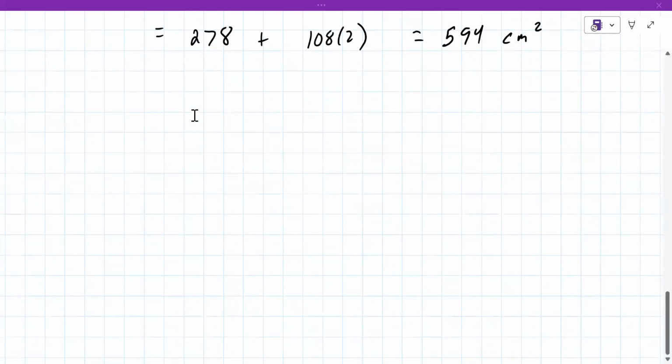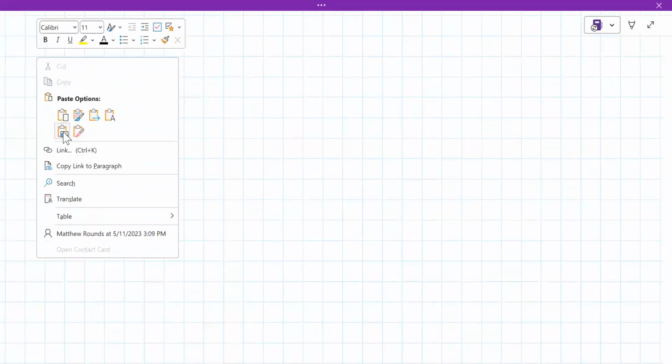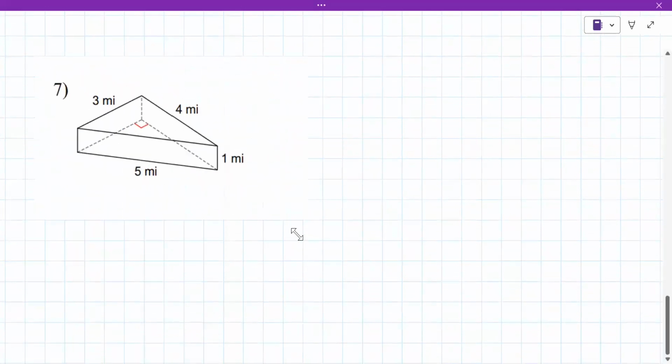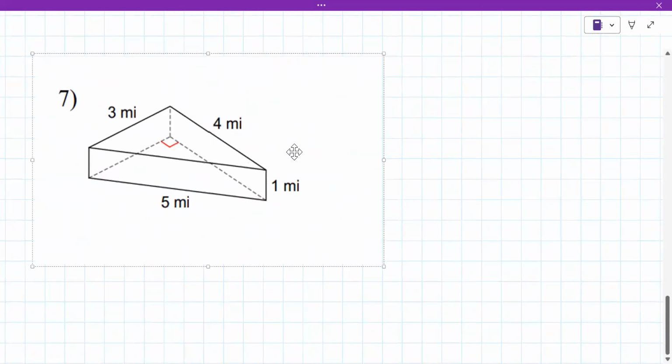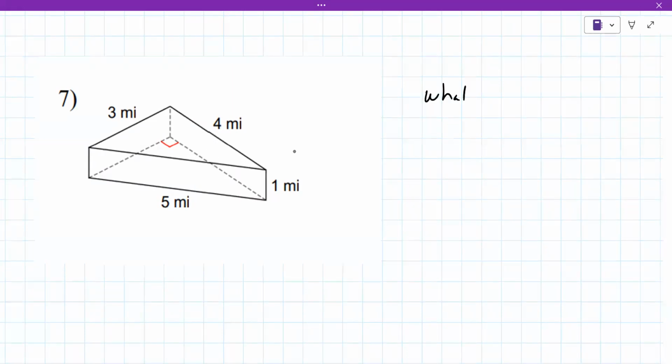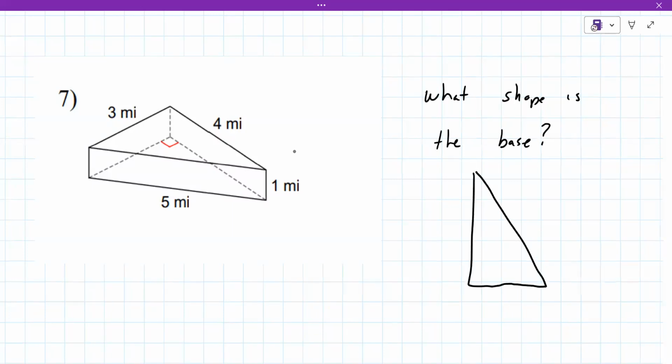All right, new problem here. Doing well on these. This is the triangle slice of pizza box or cheese wedge or something. So what shape is the 3 times 4, like the triangle? The triangle. Good.